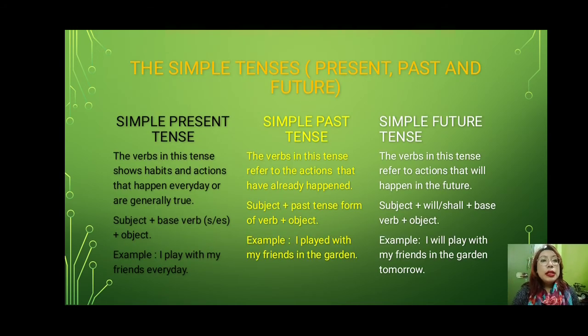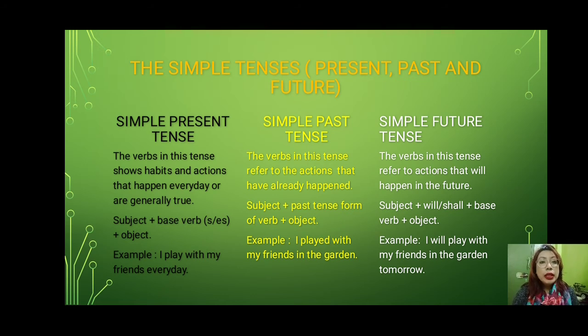Yeah, the simple tenses: present, past, and future. There on your screen, you can see the simple tenses we are dealing with today: the simple present tense, simple past tense, and simple future tense. All right, students. Now, let us start first with the simple present tense.